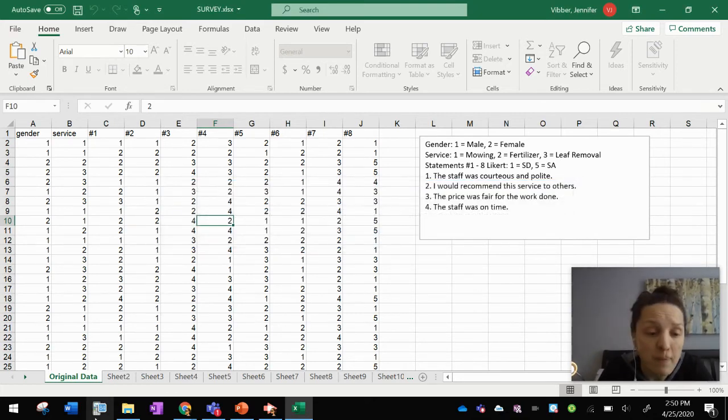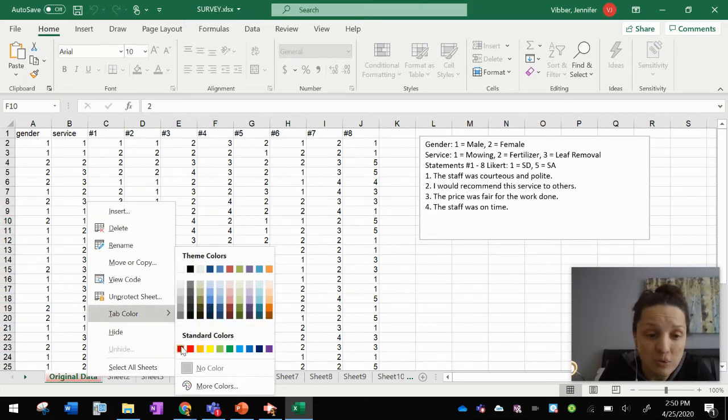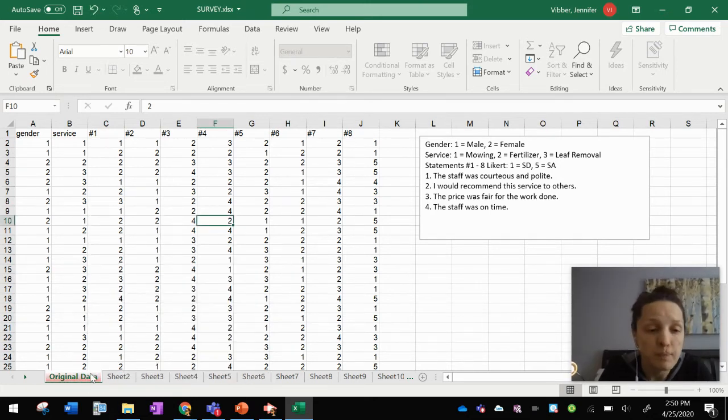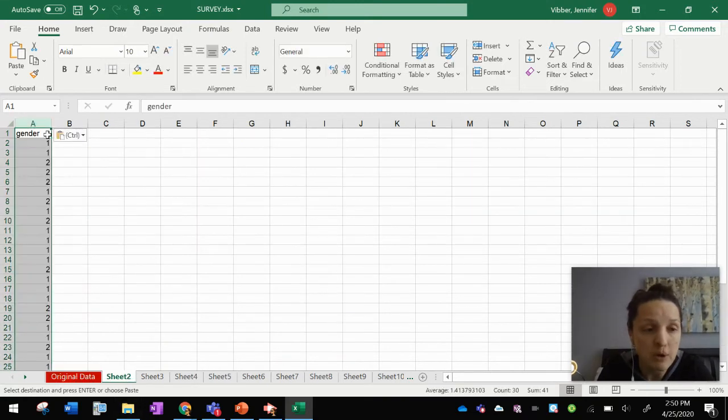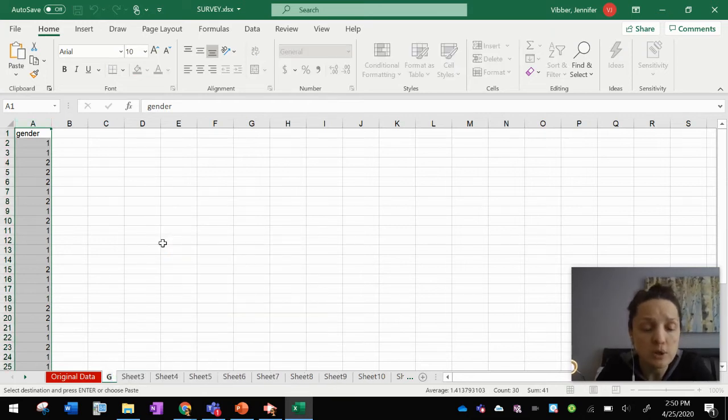You can't do that. What you can also do to show that it's protected, and I like to do this too, is color it red. Don't touch that one. But what you can do with a protected sheet is you can save things. So I'm going to Control C this gender data and put it down here in number 2, and then change sheet 2 to gender.